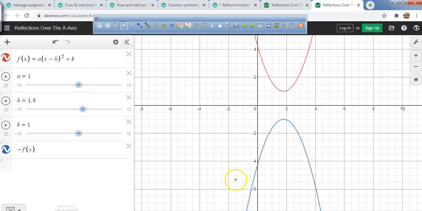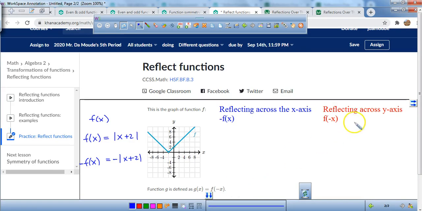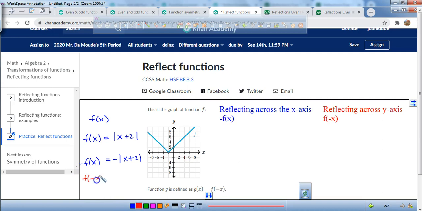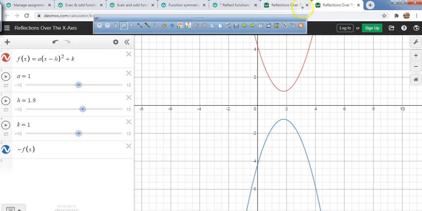Whereas the other example is how do we reflect across the y-axis? Well, in order to do that, you have to do f of negative x. So what would that look like? Instead of a positive x, I would make a negative x plus 2. And that would reflect it across the y-axis. So here's an example of that.